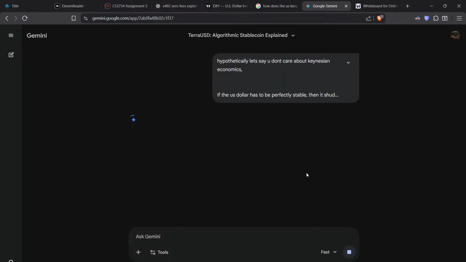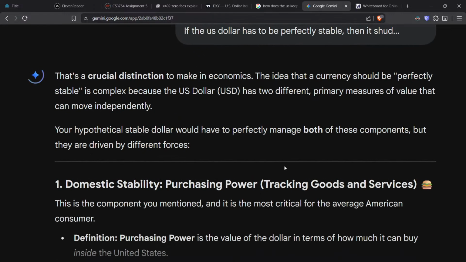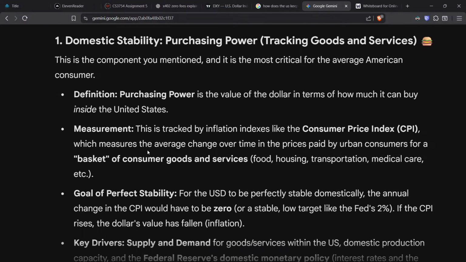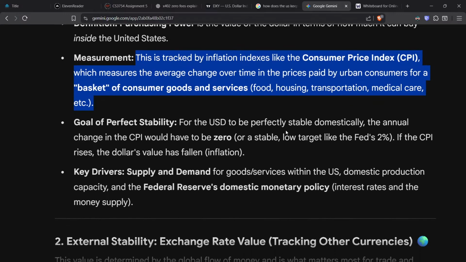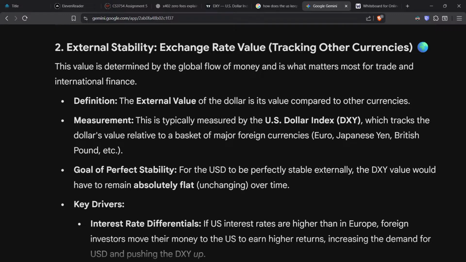Let's see. I'm pretty sure this is kind of how it works. Domestic stability, purchasing power, right. So there's two different things. Purchasing power is the value of the dollar in terms of how much you can buy. This is tracked by inflation, the consumer price index. If for the US to be perfectly stable domestically, the annual change in the CPI would have to be zero, or a stable low target. If the CPI rises, the dollar value has fallen. Supply and demand for goods and services within the US, domestic production. Okay. External stability, exchange rate value, tracking other currencies.